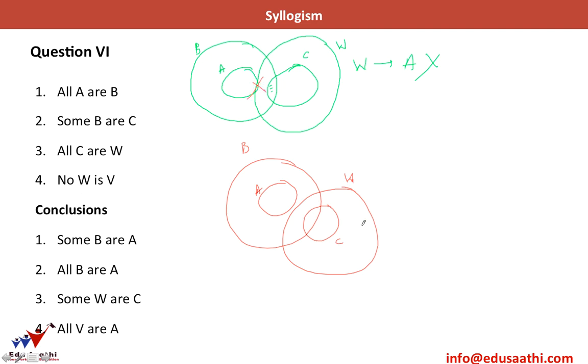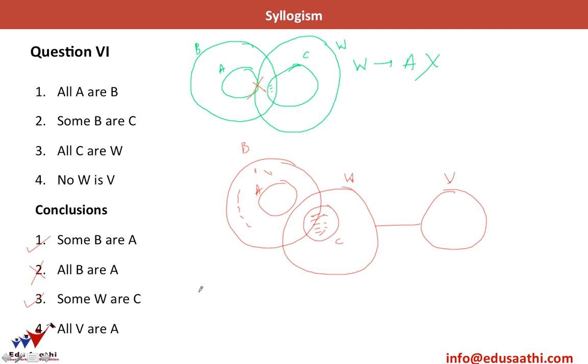And no W is V. So I draw a straight line here which shows no relation, and no W is V. Let's look at the first conclusion. Some B are A. Since all A are B, obviously some B are A. So this is correct. All B are A? Definitely not, because A lies in between B and there are so many B's here in this outer circle which are not inside A. So all B are A is incorrect. Some W are C. Obviously if all C are W, then some W are C. This is again right, because everything which lies here is W as well as C.